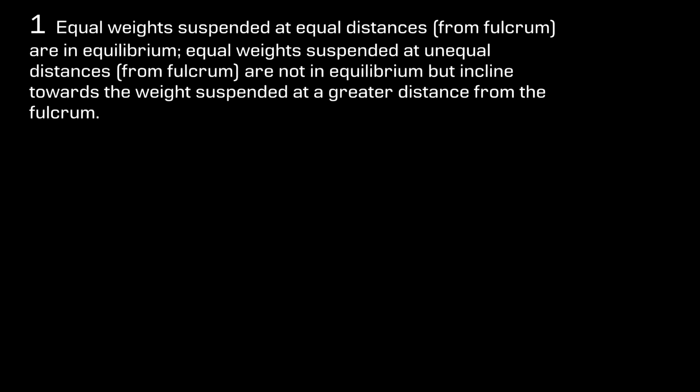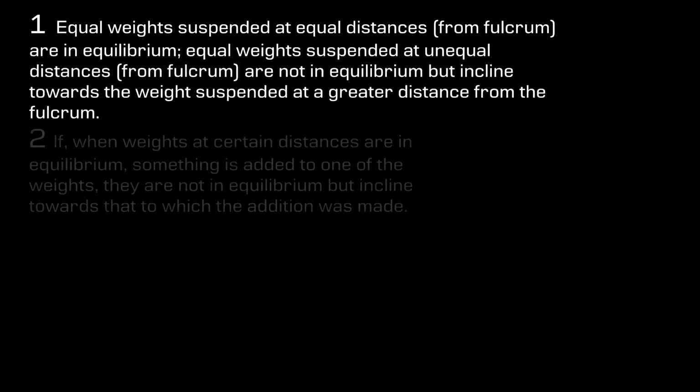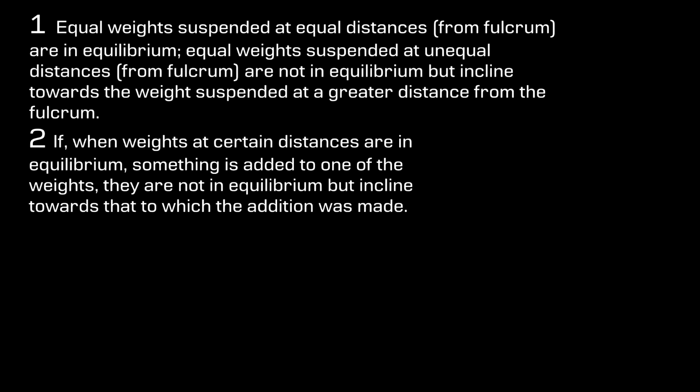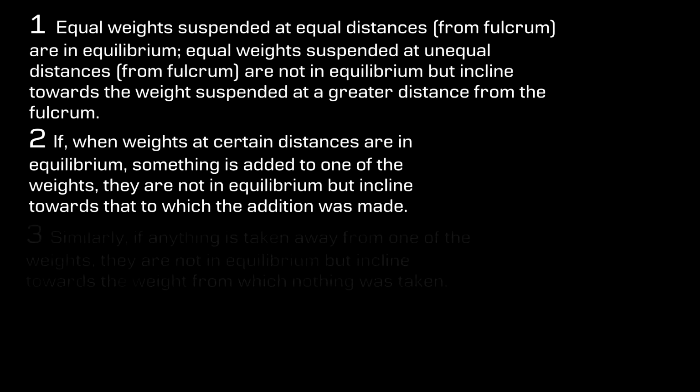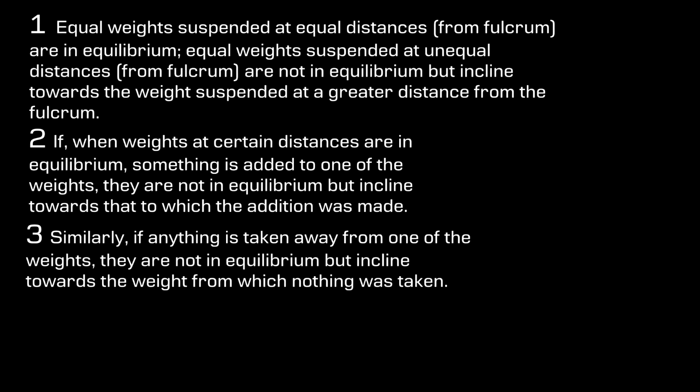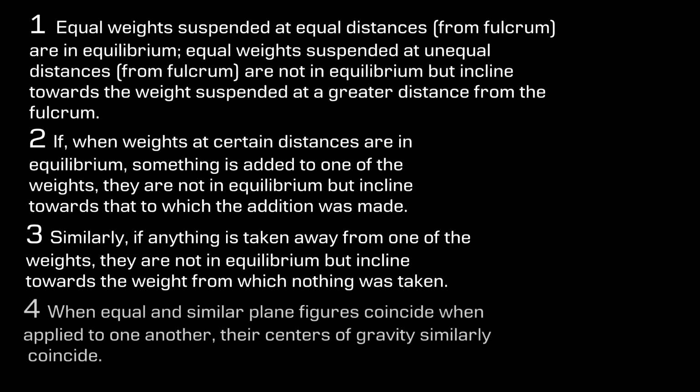Equal weights suspended at equal distances are in equilibrium. Equal weights suspended at unequal distances are not in equilibrium, but incline towards the weight suspended at a greater distance from the fulcrum. If, when weights at certain distances are in equilibrium, something is added to one of the weights, they are not in equilibrium, but incline towards that to which the addition was made. Similarly, if anything is taken away from one of the weights, they are not in equilibrium, but incline towards the weight from which nothing was taken. When equal and similar plane figures coincide when applied to one another, their centres of gravity similarly coincide.